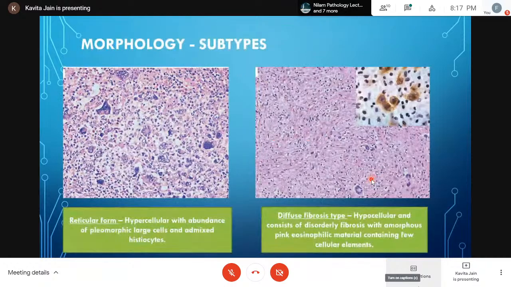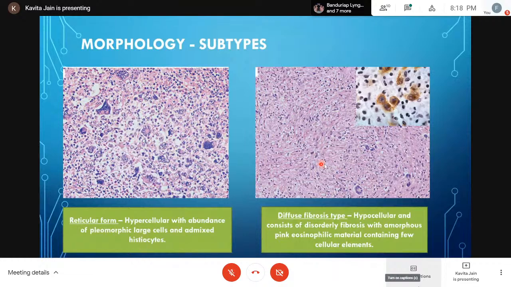So they have two subtypes, the reticuliform, and they more commonly look like a sarcoma. Very commonly look like sarcomas, just like MFH, the malignant fibrous histiocytomas. But anyhow, whenever you see it next time, of course the background is there, I think we should always put a CD30 in such cases. Of course, the site suggests hypercellularity with abundance of pleomorphic large cells and admixed histiocytes.